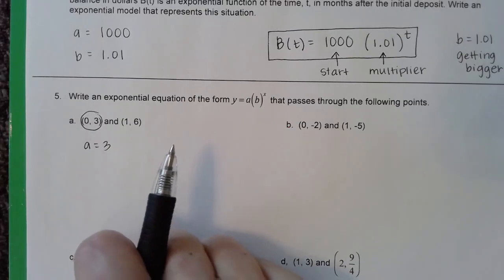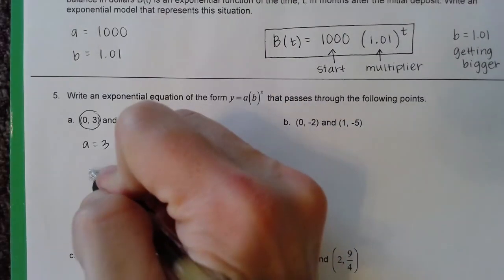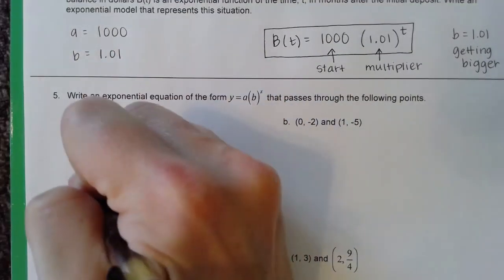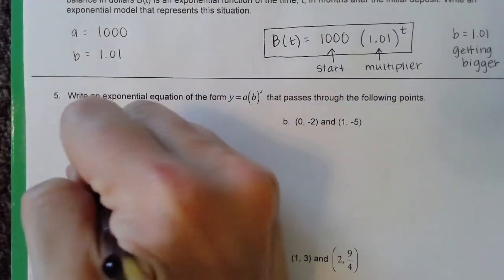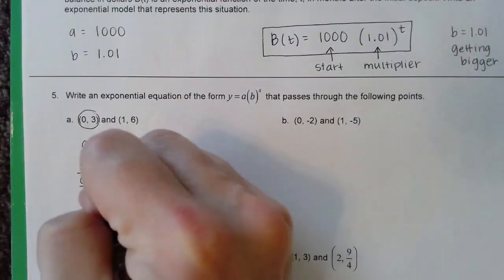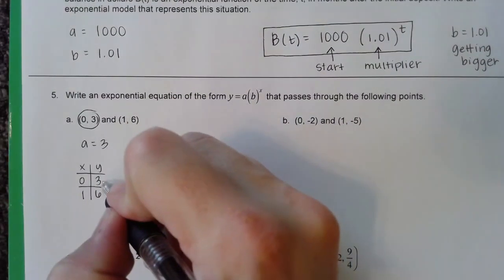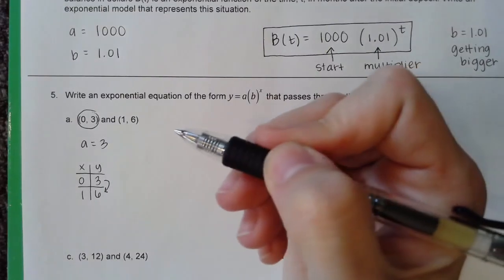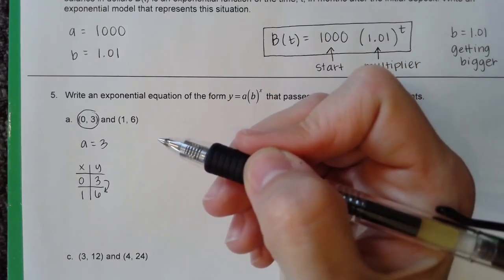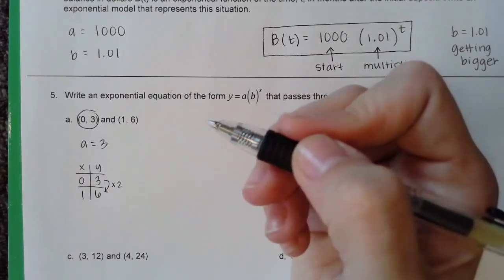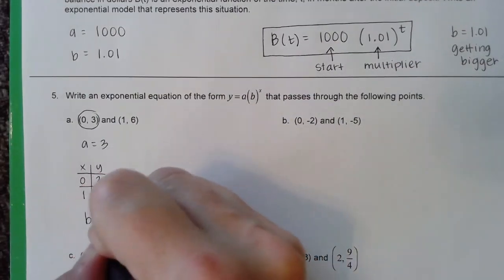To figure out your b value, some people like to write the points in a little table. So they'll say 0 goes with 3, here's your x and here's your y, and then 1 goes with 6. Some people like to do this to figure out what their b value is. Remember, the b value is what you take to multiply this one by to get this one. So in this first problem, to make a 3 turn into a 6, your multiplier would be times 2. And so you can use the table to help you figure out that your b would be 2.